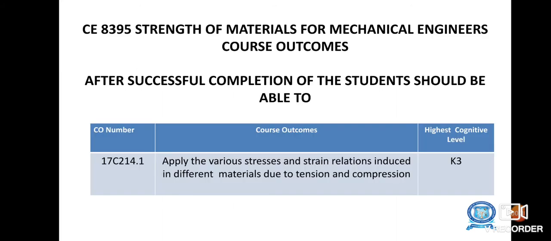This is the course outcome for this unit. After successful completion, the student should be able to apply the various stress and strain relations introduced in different materials due to tension and compression. The knowledge level in this unit is K3.